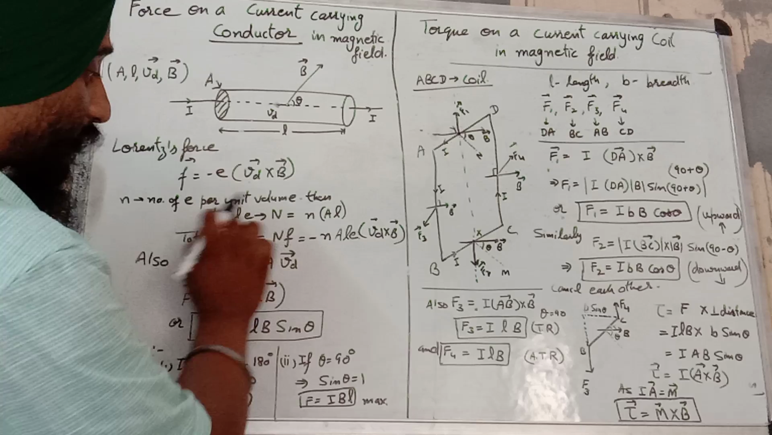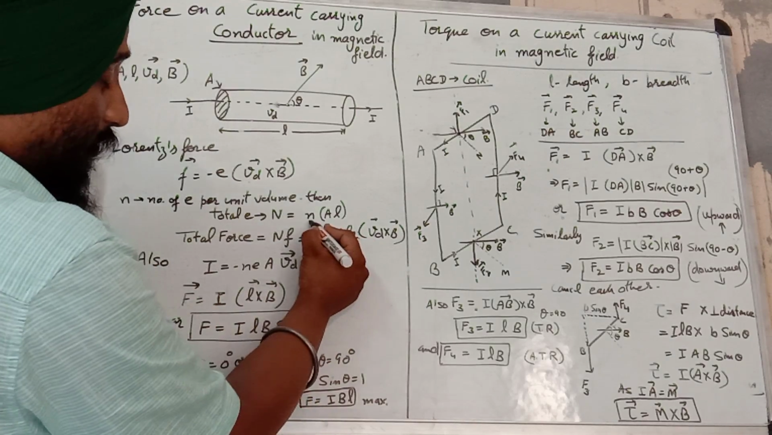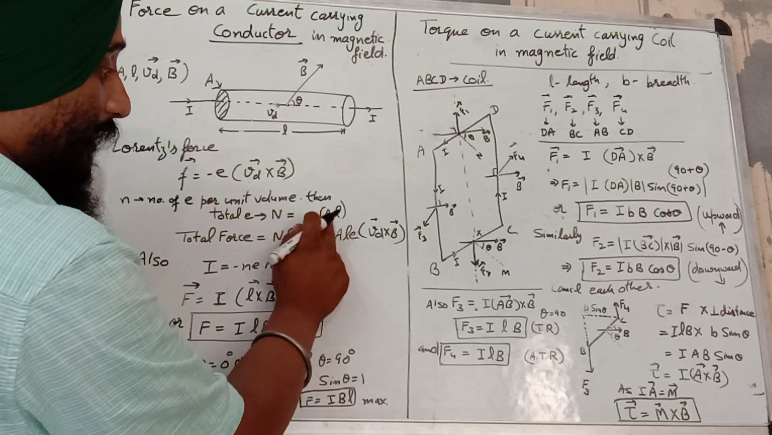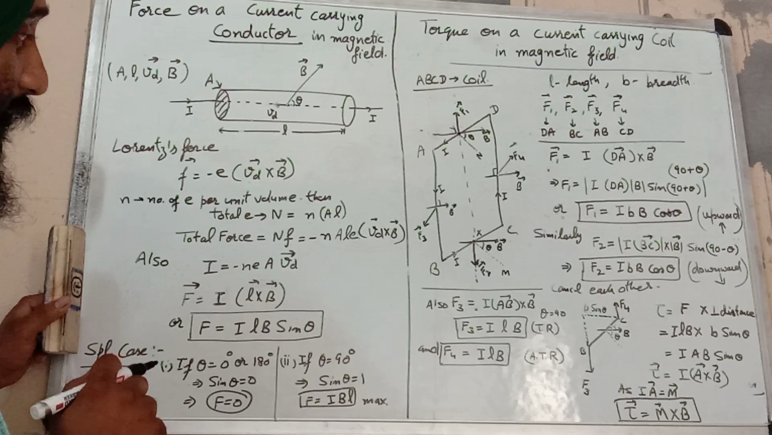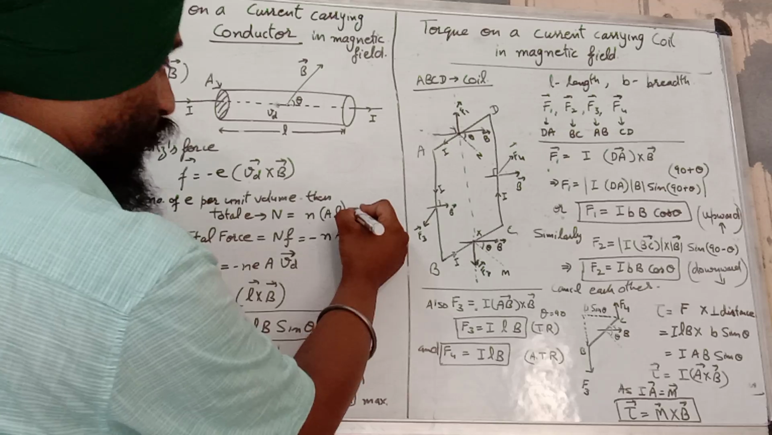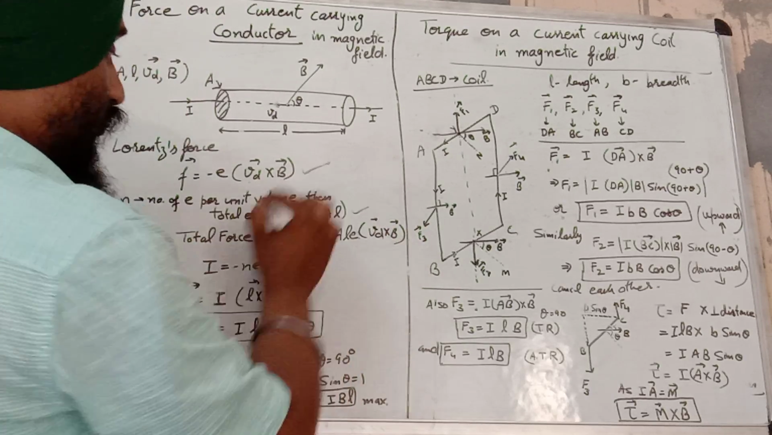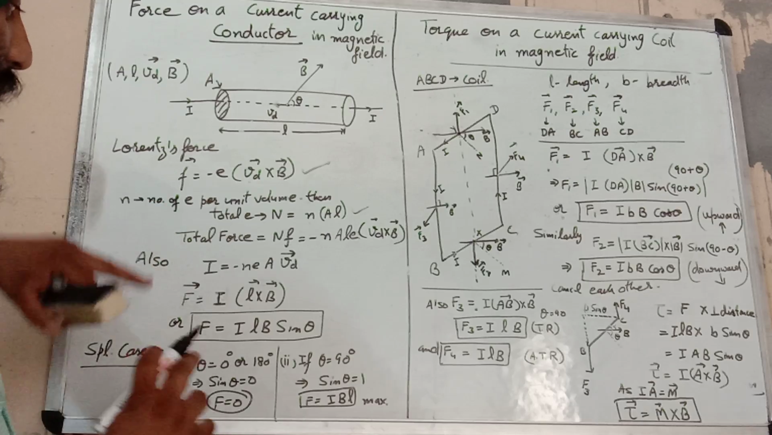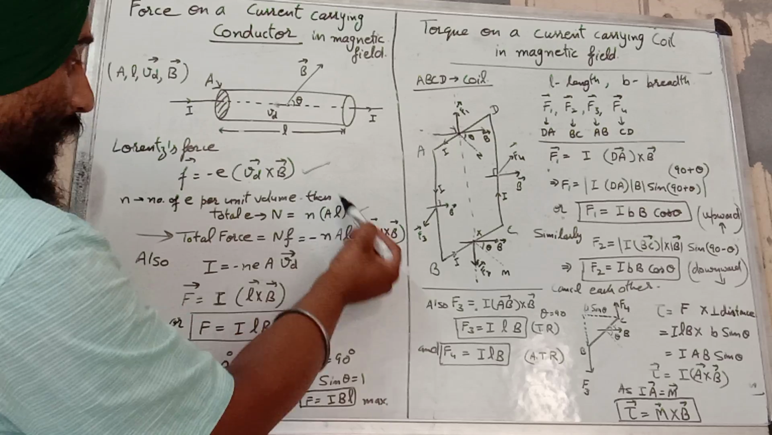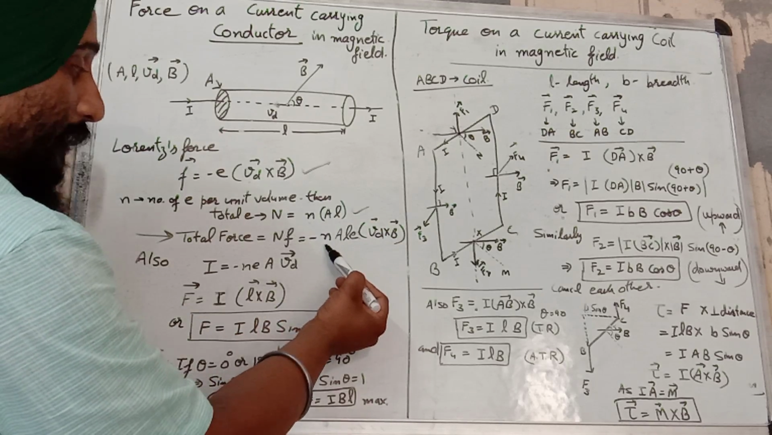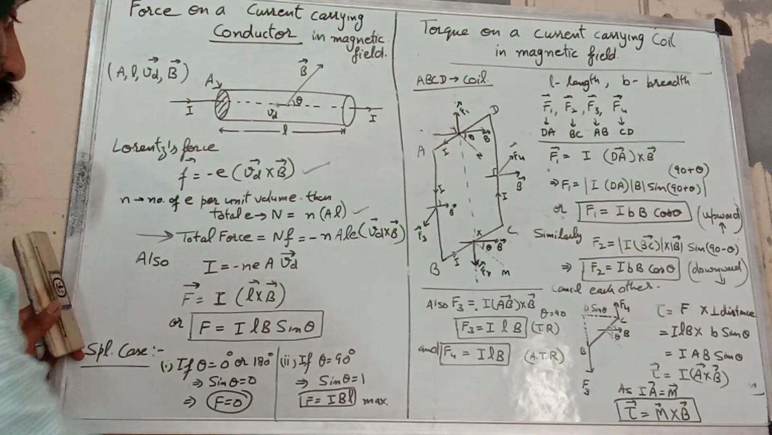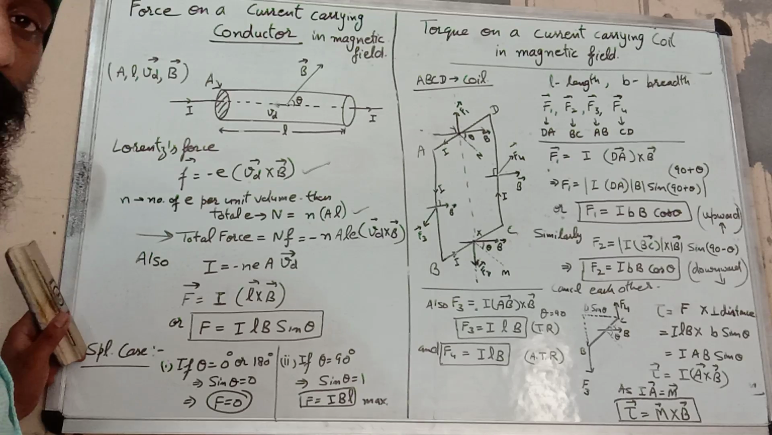Then the total number of electrons is the product of n and volume. Here A into L is the volume of the conductor, so the total number of electrons is given by nAL. This is the force acting on one electron. To find the total force, we multiply these two factors. So N into F gives minus nALe Vd cross B. This is the total force acting on the conductor.